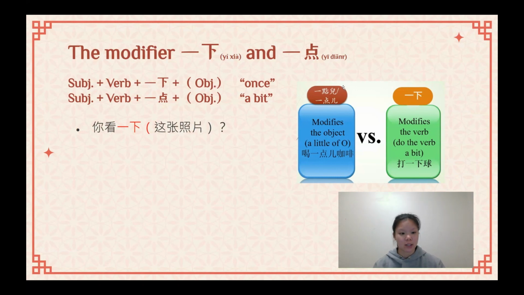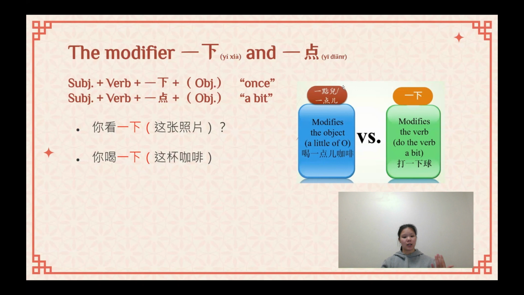So the first one is 你看一下这张照片. And so that object can be optional depending on how specific you want to be. So like if you are talking with a friend and you say, oh, come look at this. You say, oh, 你看一下, come look at this. But if you want to be more specific and you say, oh, come look at this photo, you say, 你看一下这张照片. Being a little bit more specific on that. You just like, come take a quick look at this. Like a brief look.